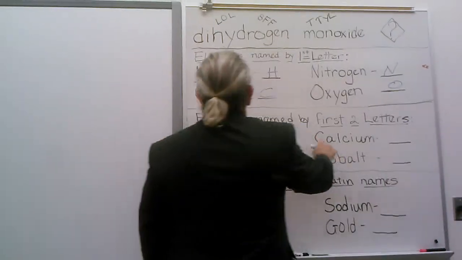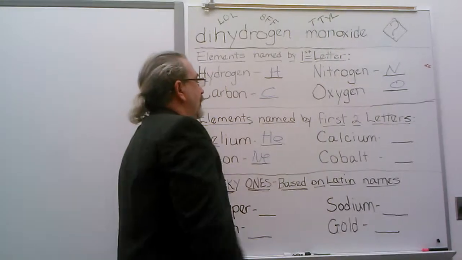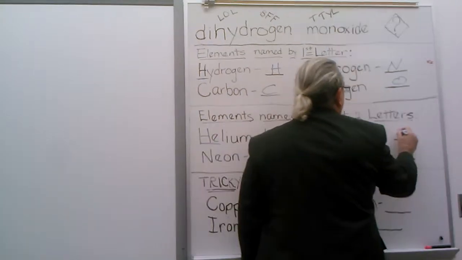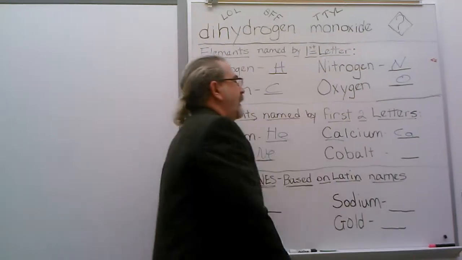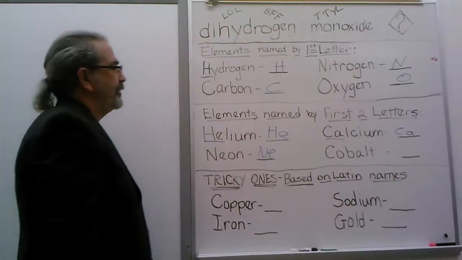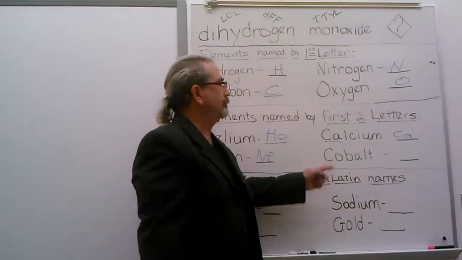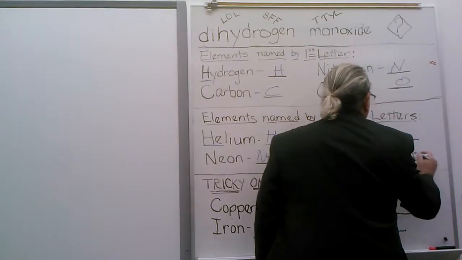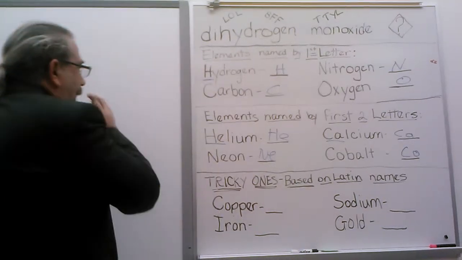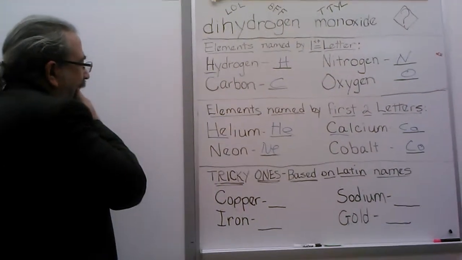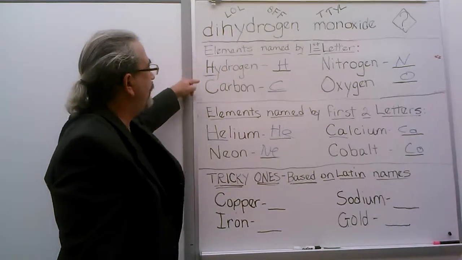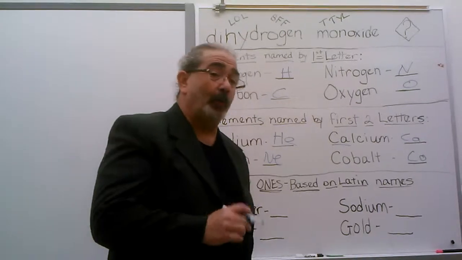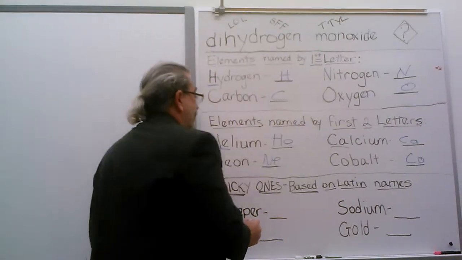Calcium, can't use C because there's carbon. So what do you think we should do? Ca. Good. Johnny, pick up and add some too. I know you know some of this stuff. Cobalt. Co. Good. Now, you just kind of have to memorize the ones that are single letters and the ones that are double letters. But the real tricky ones are the ones that are based in Latin.